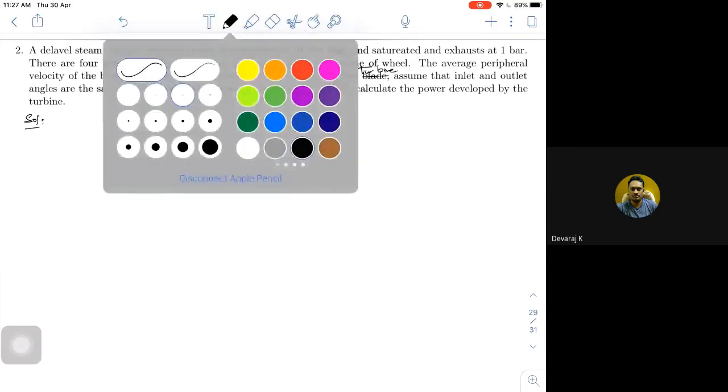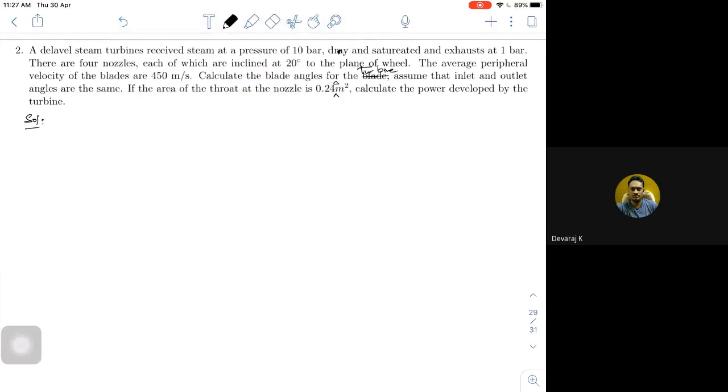Okay. So the inlet pressure, let me call it P1. Given P1 is equal to 10 bar and it is dry and saturated. So it is the saturation pressure, then the saturation temperature you can get from the corresponding steam tables and write it.